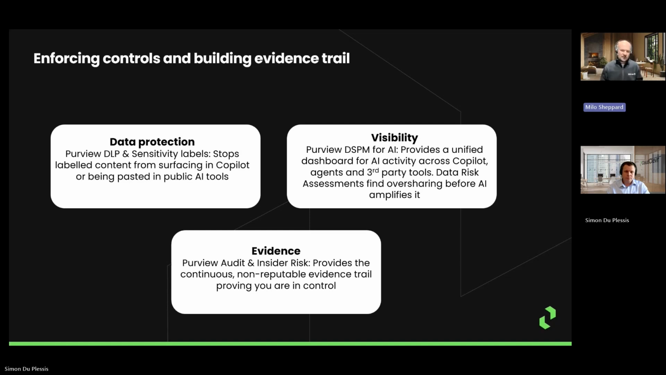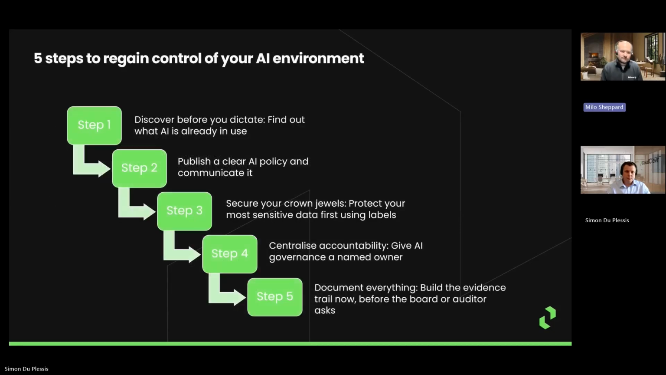So that's why things like Purview, sensitivity labels, and data loss prevention are really important, because they can travel with the data, and you've always got control of that protection no matter where it goes.